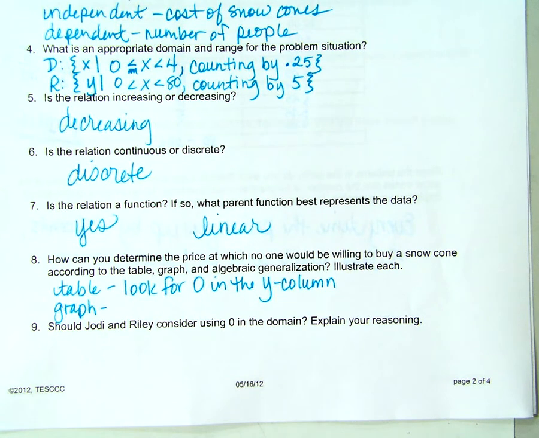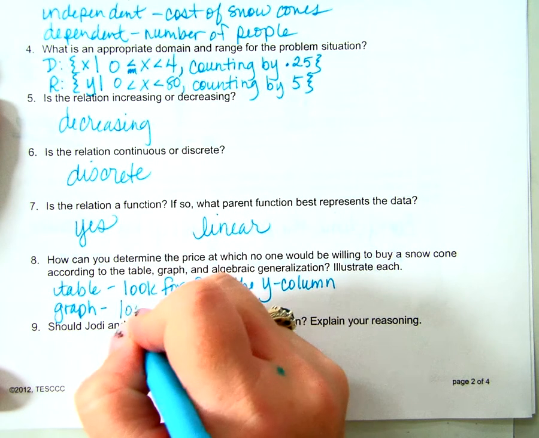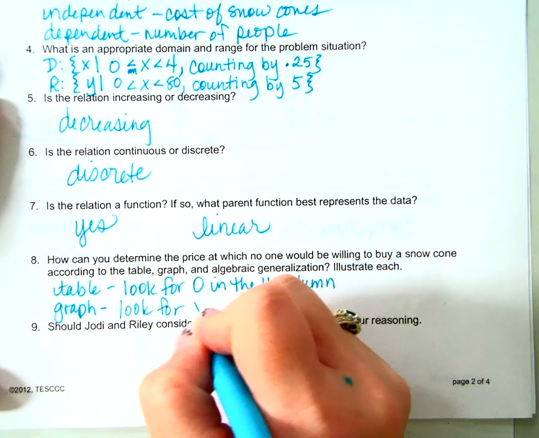If you guys will talk, you'll get the right answer. You two that were just talking? What'd you say? Where it crosses the x-axis. And what did you say? Okay, so what's it called? The x-intercept. Okay, it's the x-intercept. So look for the x-intercept.